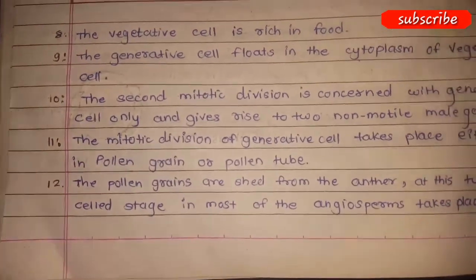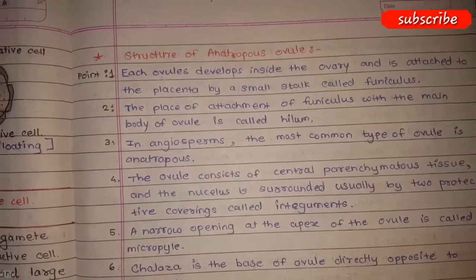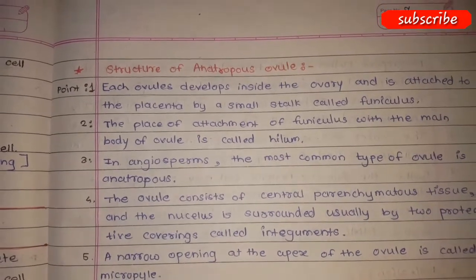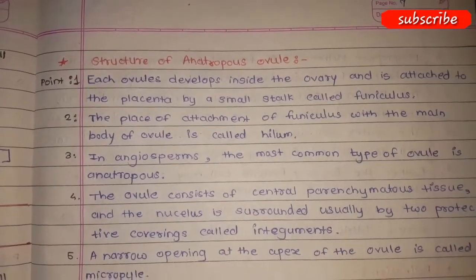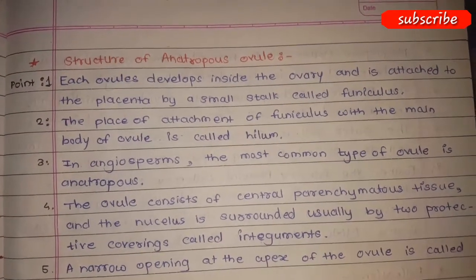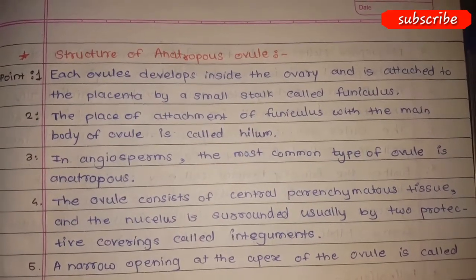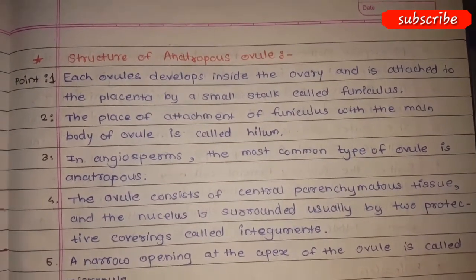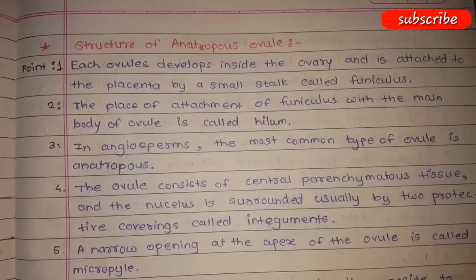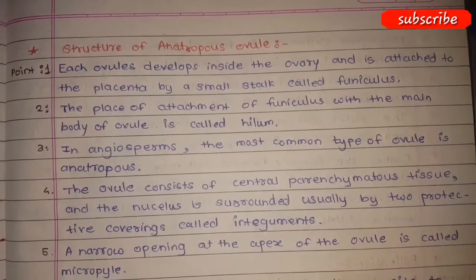So let's move to the next point, that is structure of anatropous ovule. Point number 1. Each ovule develops inside the ovary and is attached to the placenta by a small stalk called funiculus. Second, the place of attachment of funiculus within the main body of ovule is called hilum. Third, in angiosperms, the most common type of ovule is anatropous.